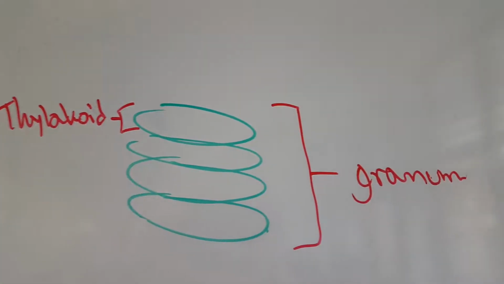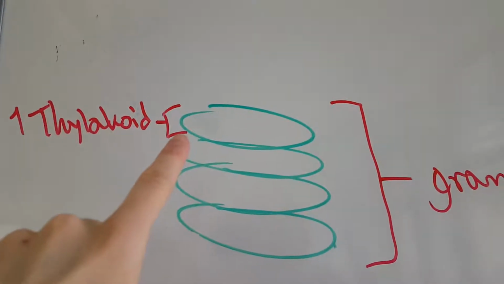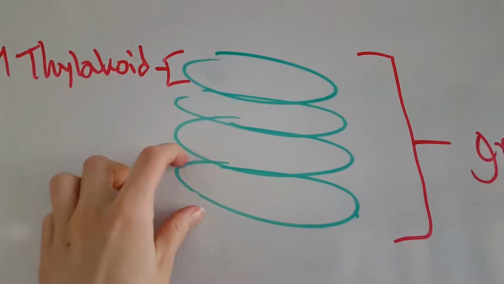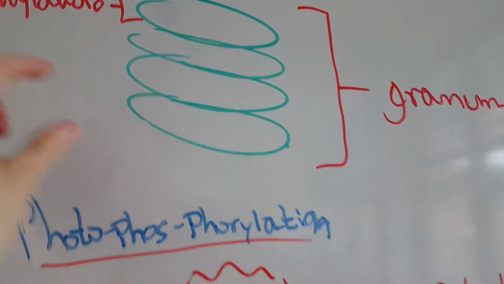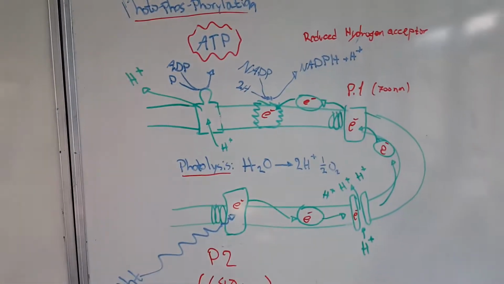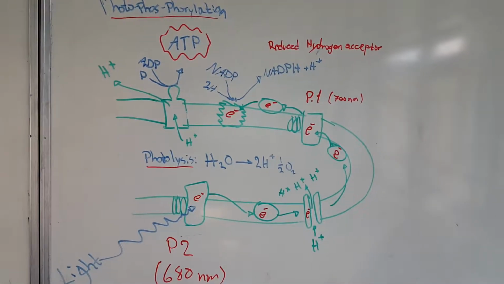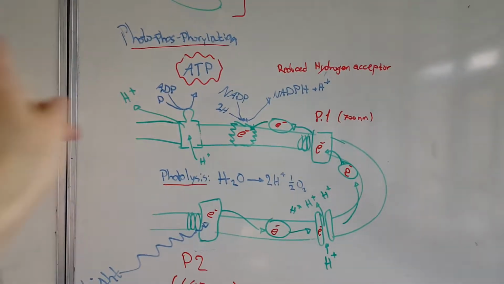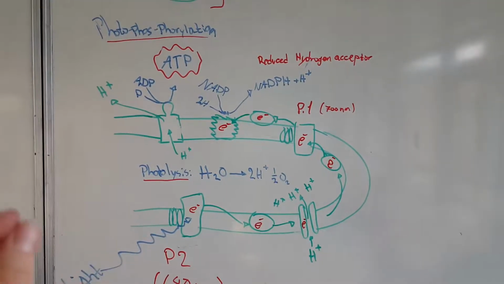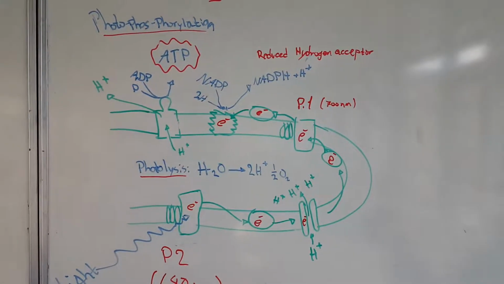So again, here's one granum, a stack of thylakoids, and here's one thylakoid. And we're going to zoom in on just one thylakoid membrane here. Don't be shocked. Okay, this looks very complicated, but we're going to go through it step by step. All of this is the light-dependent reaction, so the first step of photosynthesis.